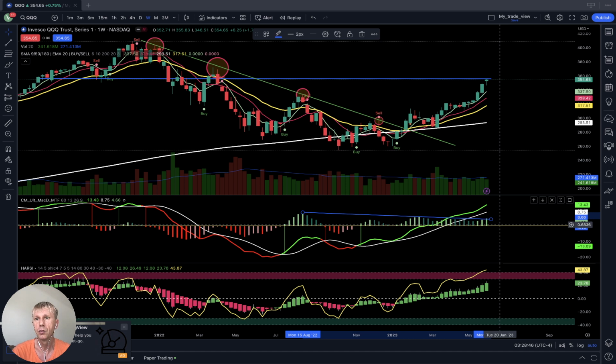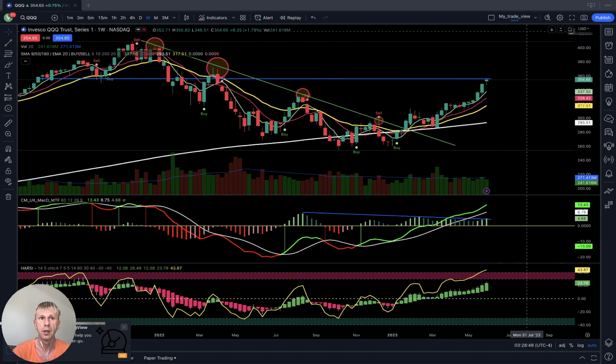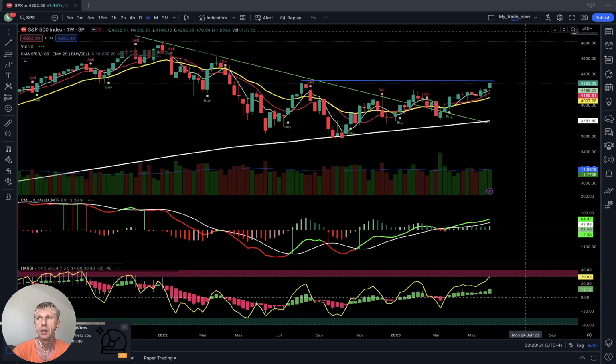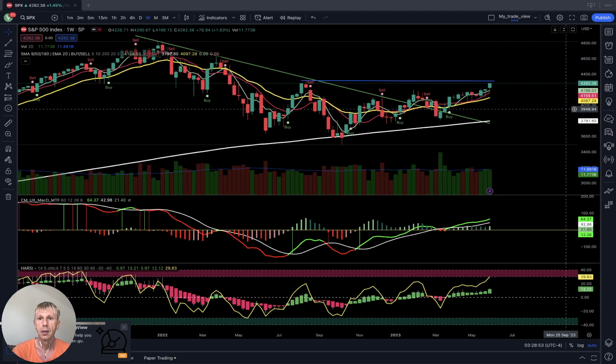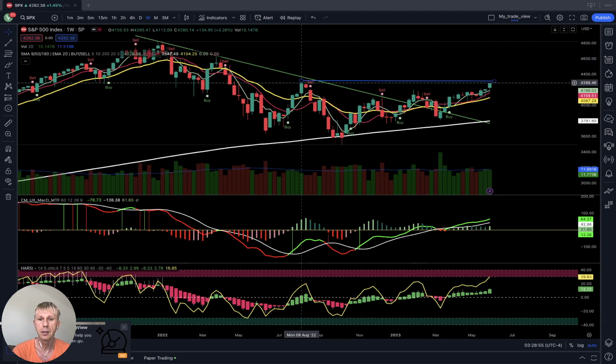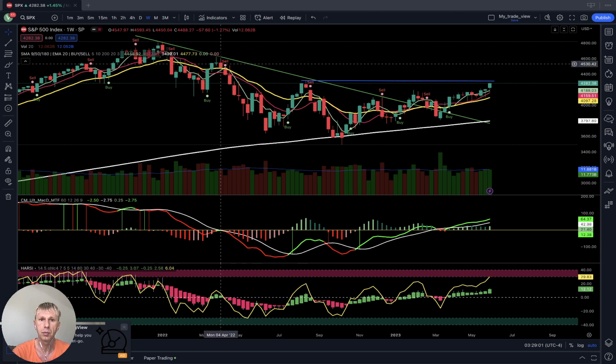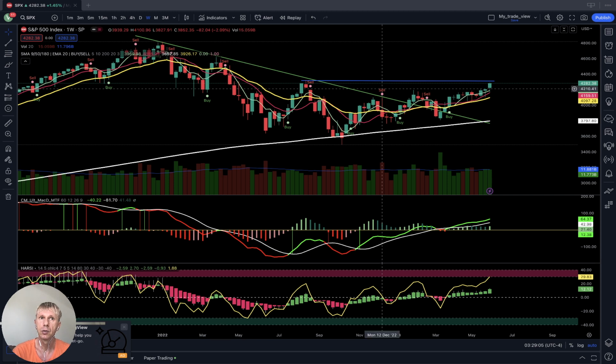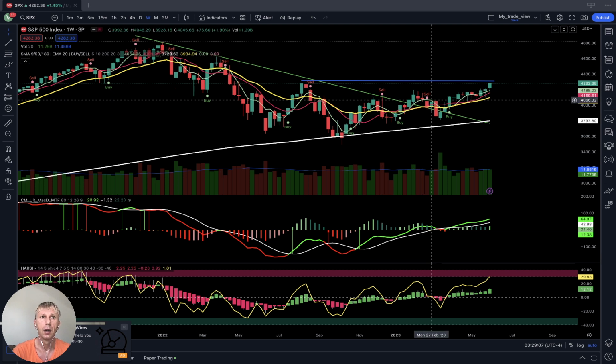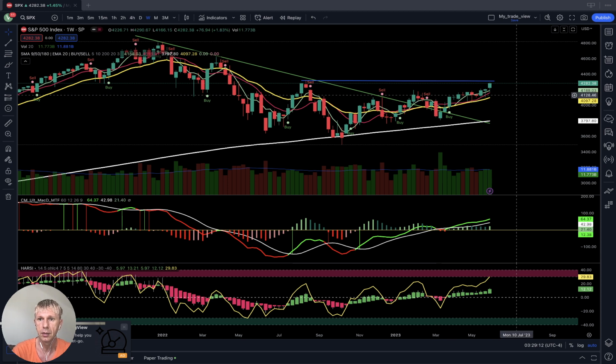Okay, let's move to SPX weekly time frame. Let's see. It tested only August 2022. Qs tested April 22. This place. You see, Qs the most strongest. S&P 500, it's strong, but it's not the same powerful.